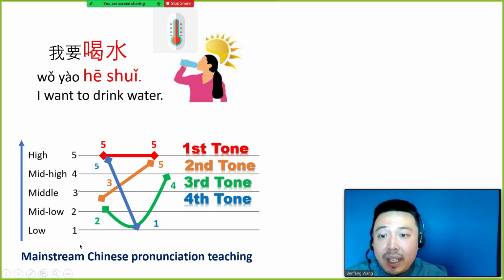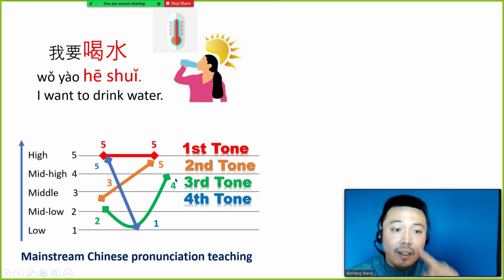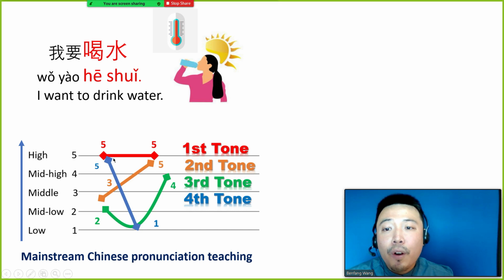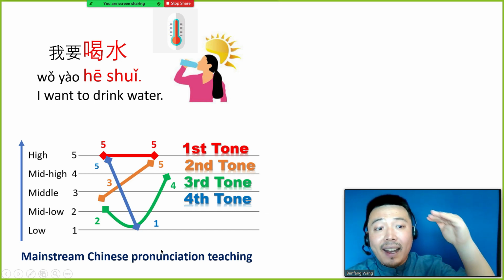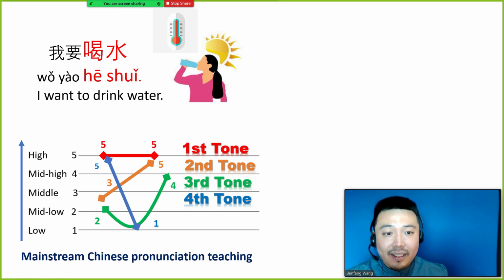Because in mainstream Chinese teaching, we always say that we have 5 levels of pitches. 5 is the highest pitch and 1 is the lowest. As you can see, tone 1 is from 5 to 5, always highest. Tone 2 from 3 to 5. Tone 3 from 2 to 1, then to 4, a big curve. And tone 4 from 5 to 1, the highest pitch to the lowest.